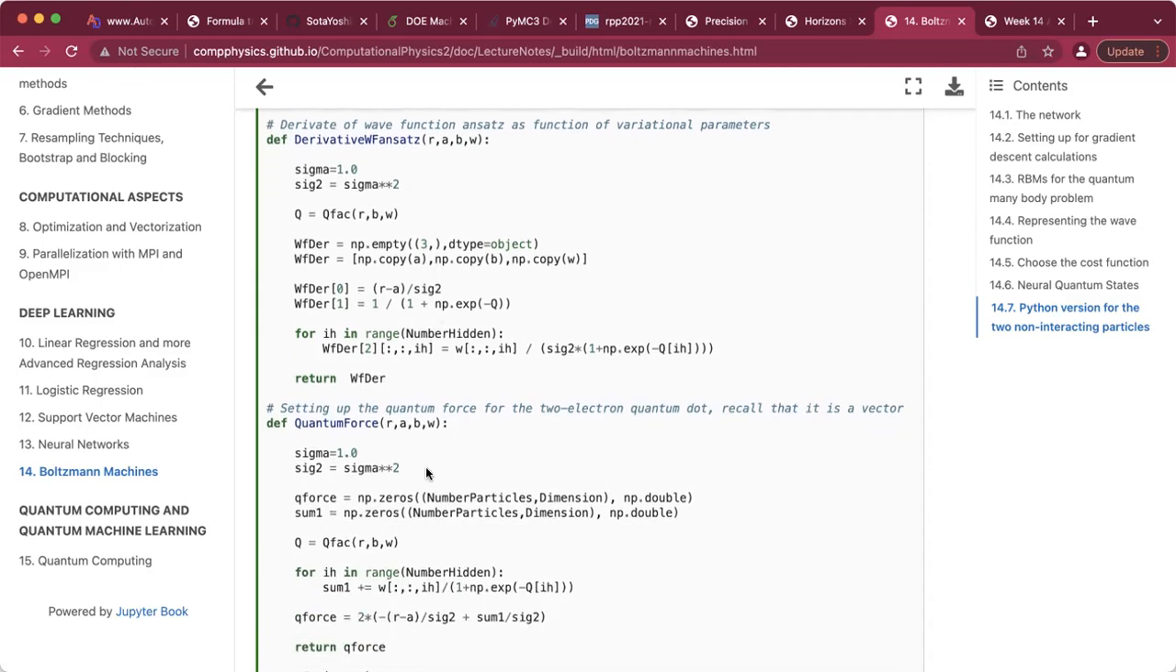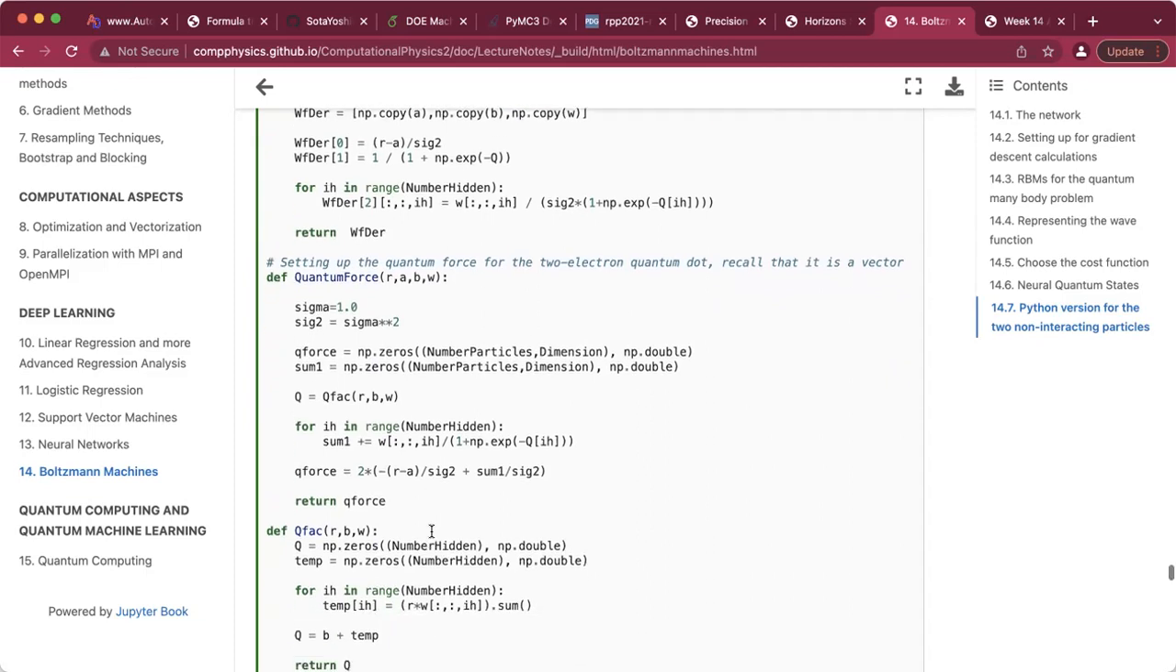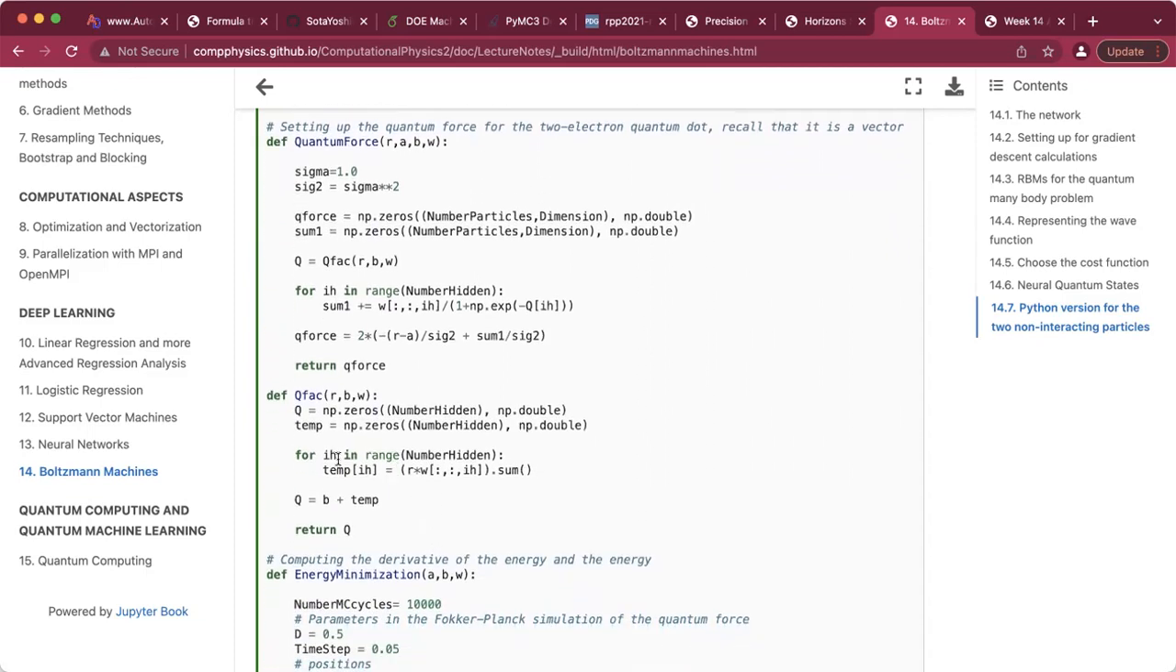Then you have the quantum force. And in all these calculations, what you will see is that I am implementing this wave function given by a Boltzmann machine. So this is what I call alternative 2 in the beginning of the previous lecture. So there is no physics guidance here. Then this factor Q here is just the factor which relates to the hidden layers. And if you go back to the equations, you will see that this is now a factor which runs over the biases of the hidden layers.